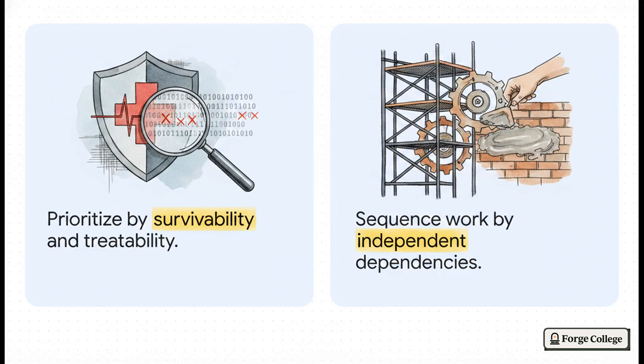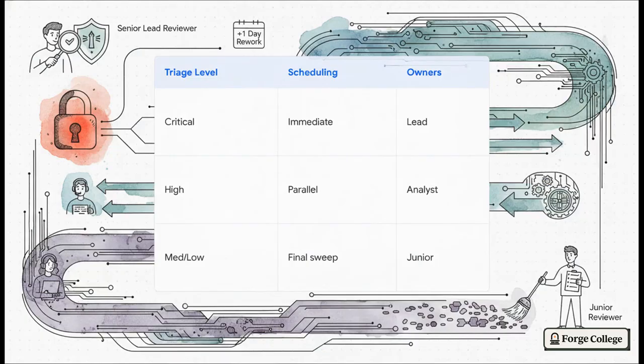Nobody wants that. In practice, this creates a really strict matrix. Critical items, those highly exploitable bugs, they get immediate attention from your senior lead reviewers. Plus, we actually reserve an extra rework day just in case. High priority items, those run in parallel with your analysts and fuzz engineers. And those medium to low impact code formatting issues, well, we don't ignore them, but we definitely batch them up for a final sweep by a junior reviewer so they don't clog up the main arteries of the audit.